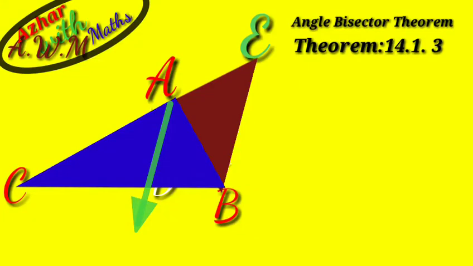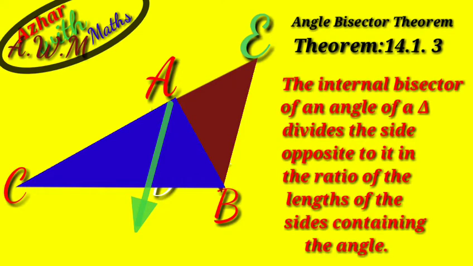Bismillahirrahmanirrahim. The topic on which we are going to discuss is theorem 14.1.3. This theorem is also called the angle bisector theorem. The statement of this theorem is: the internal bisector of an angle of a triangle divides the side opposite to it in the ratio of the lengths of the sides containing the angle.